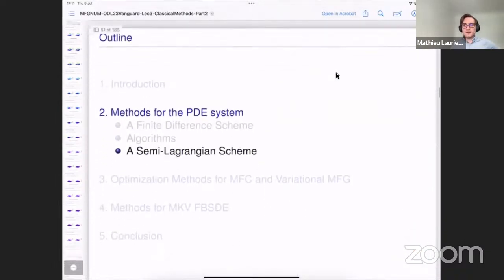All right. I don't know if there are any questions, further questions. Otherwise, I will move on to the semi-Lagrangian scheme.